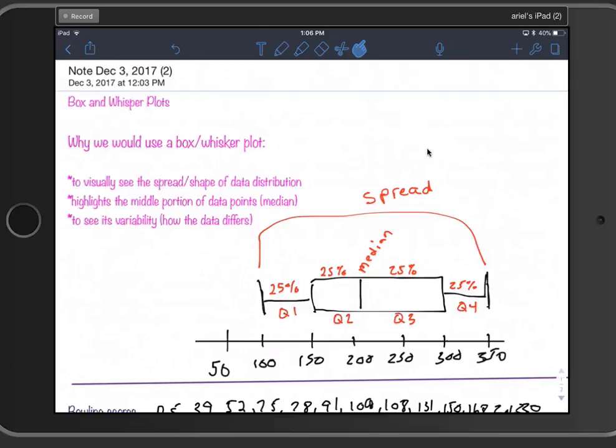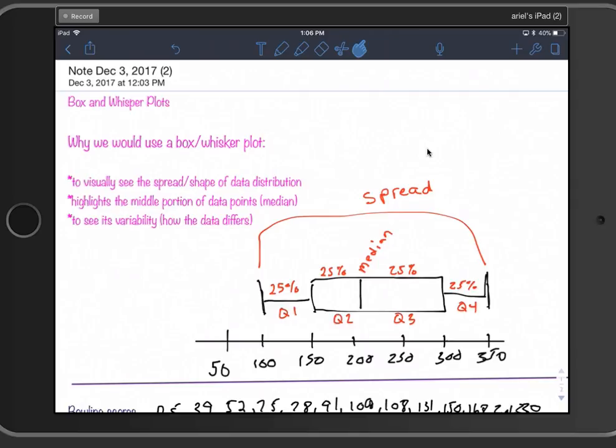Okay, we've got to go over box and whisker plots real quick, since they'll be on the unit exam. Why you would ever use a box and whisker plot is to visually see the spread and shape of the data distribution. It highlights the middle portion of different data points, like the medians, and you get to see the variability, or how the data differs.